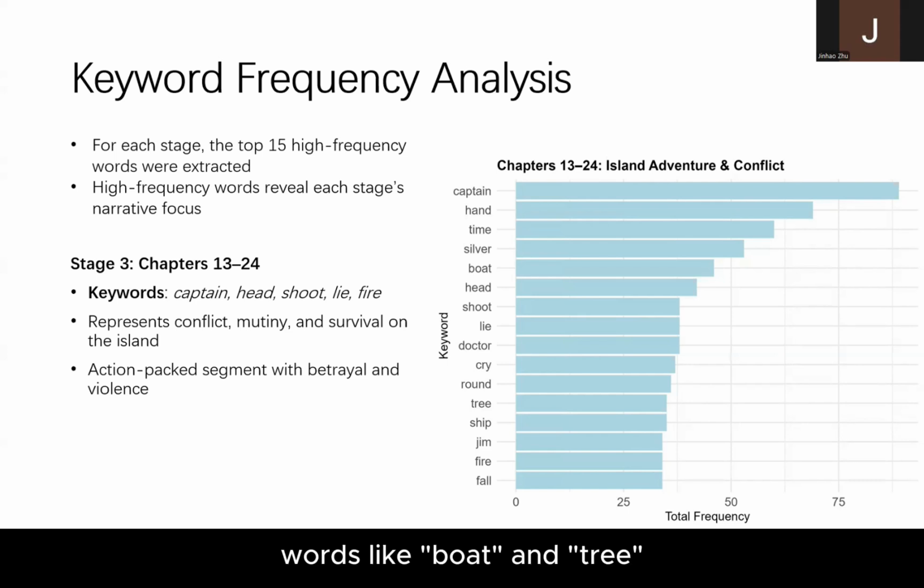Words like boat and tree point to action in the island setting, while cry and lie add emotional and psychological depth. This part of the story is full of action, fear, and betrayal. Stage 3 is the dramatic center of the novel.